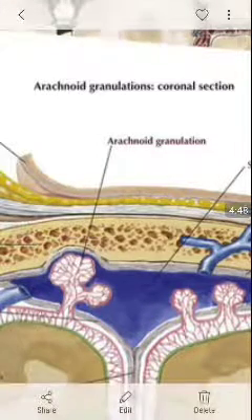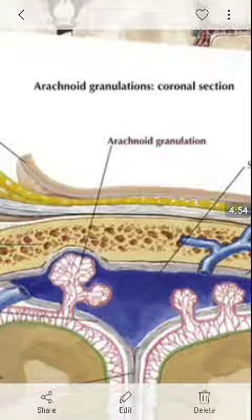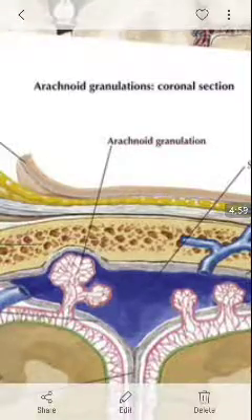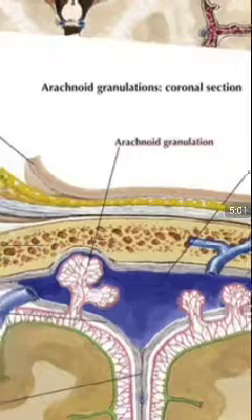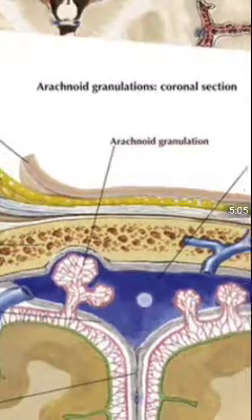as a result, due to the uniflow valvular mechanism, the arachnoid granulation would close, and the CSF won't be able to drain into the dural venous sinus anymore.